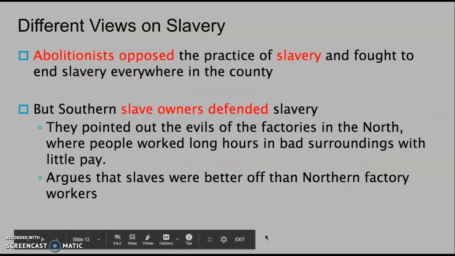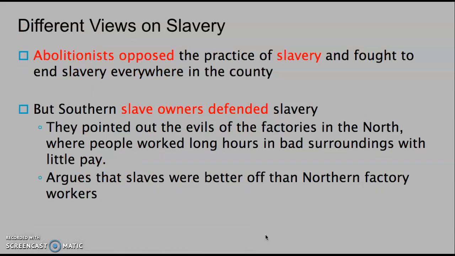Different views on slavery. Abolitionists are those that oppose the practice of slavery and fought very hard to end it everywhere in the country. That should say country, not county. They began fighting against slavery in the United States after the U.S. Constitution was written and signed in 1787. And they fought for many decades to end slavery.